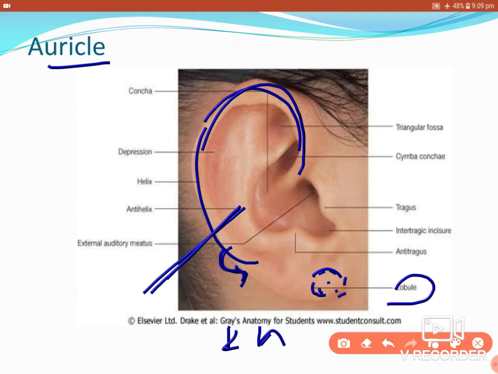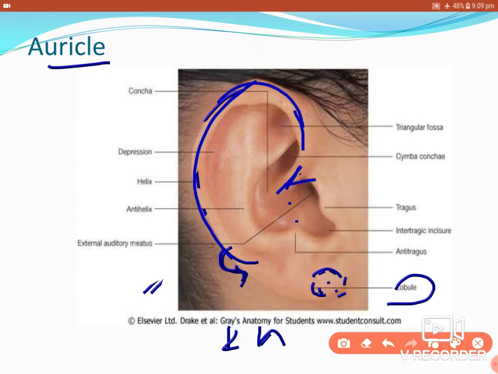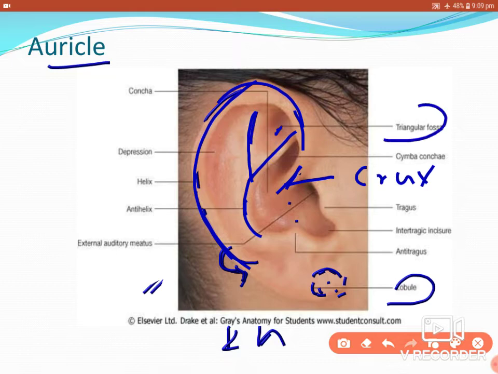Here you can see there are elevations and depressions on the lateral surface. The outer elevation is the helix. Medially it forms the crus of the helix. Opposite the helix, this area is the antihelix. It forms two crura. The depression between these two crura is the triangular fossa.